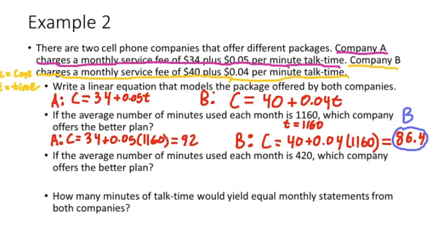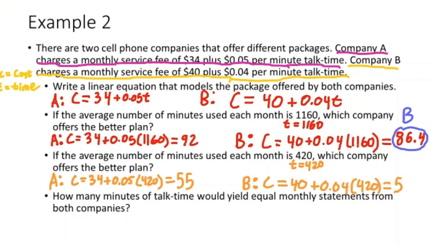Now, suppose that the average number of minutes used each month is 420. Which company offers the better deal then? Here, our T is 420. Just like what we did in the previous part, we'll plug 420 for T in both equations. First, for plan A, our cost would equal $55. For plan B, our cost would be $56.80. Which is the better deal? Plan A only charges us $55, while plan B charges us more money with $56.80. So if we're only speaking 420 minutes per month, plan A is the better deal.